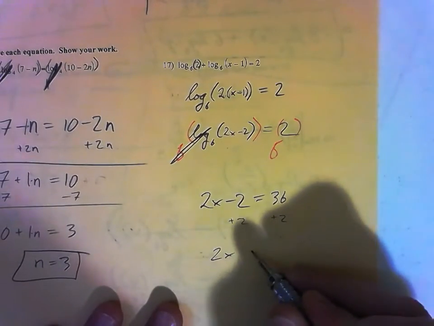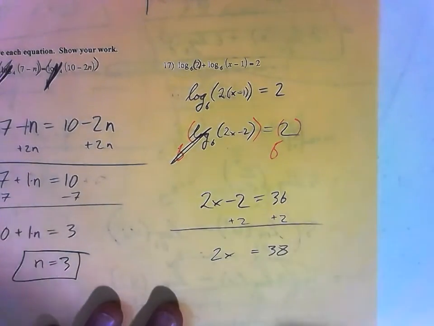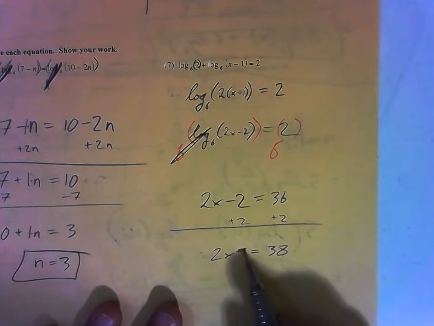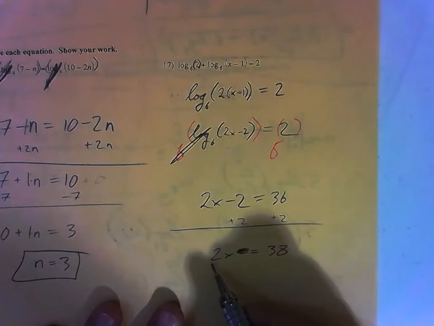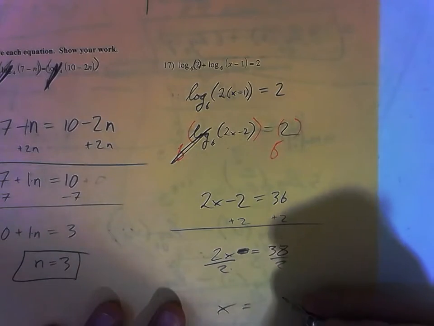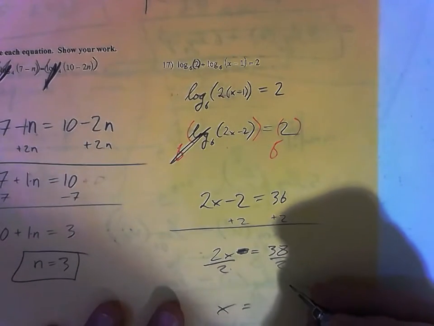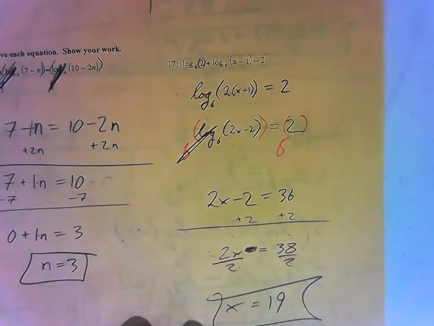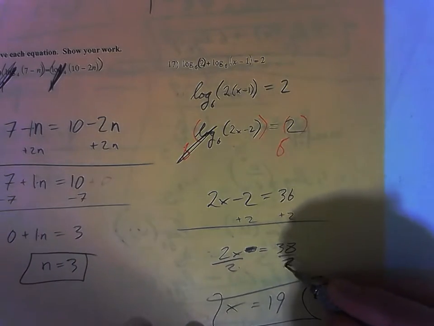Now it's pretty straightforward to solve for x. We're just going to add 2 to both sides. 2x equals 38. You could say 2x plus 0 if you want. To get rid of multiplying by 2, divide by 2. X equals 38 divided by 2, which is 19. That's a 2. Sloppy 2.